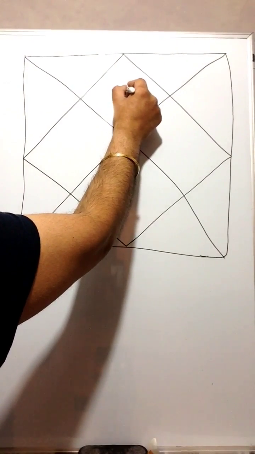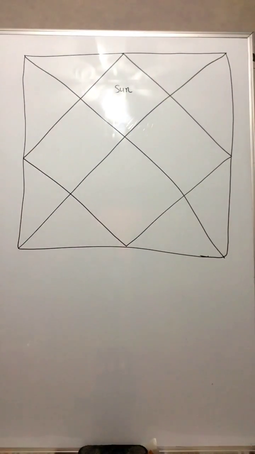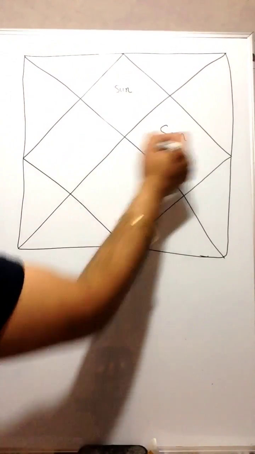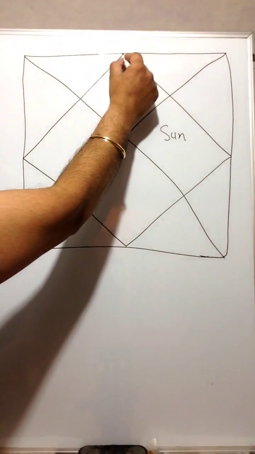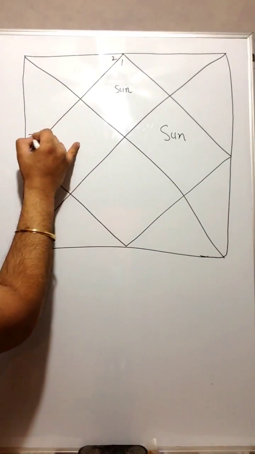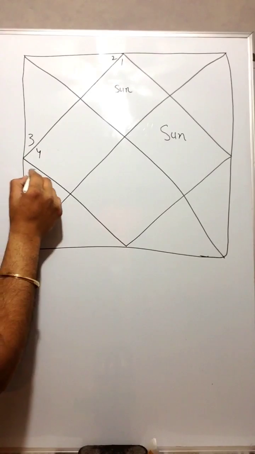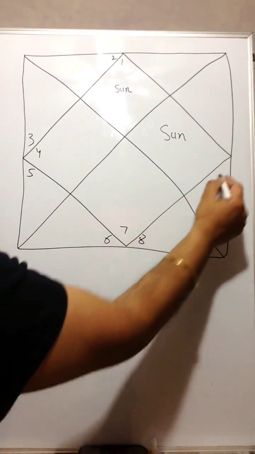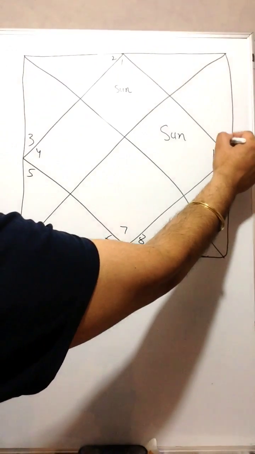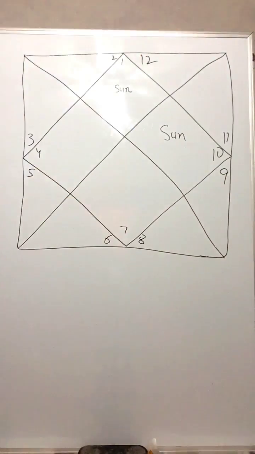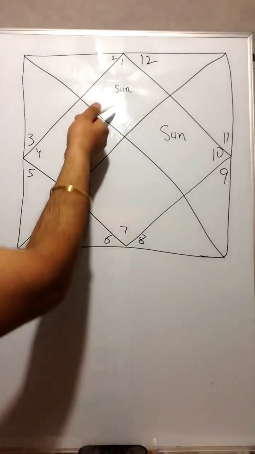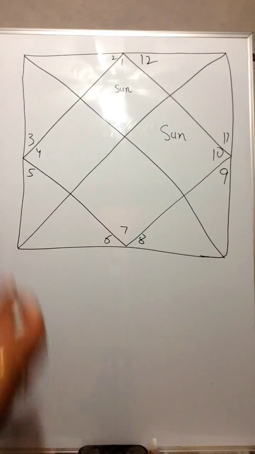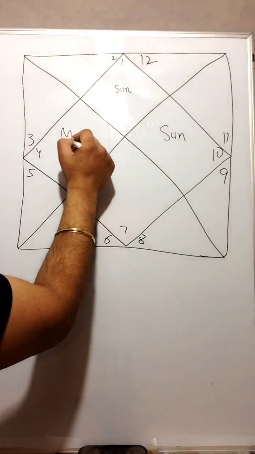I'll write down Sun here. And 10th house. Let me write down the numbers again so it will be easy for you to understand. 3, 4, 5, 6, 7, 8, 9, 10, 11, and 12. So Sun is the significator of first house and the 10th house. Okay. Moon. Moon is the Karaka of fourth house.